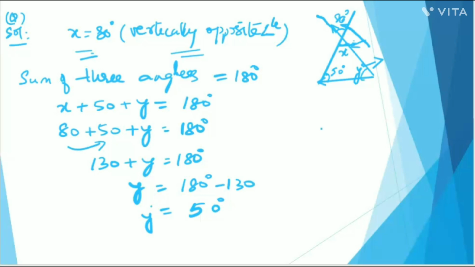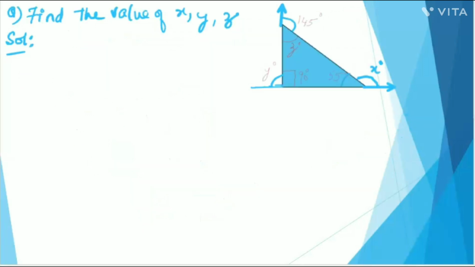Suppose I will take another example. This is y, this is 20. So these type of angles are called vertically opposite angles. The next example is, find the value of x, y and z. This we have to find out, this and this z.